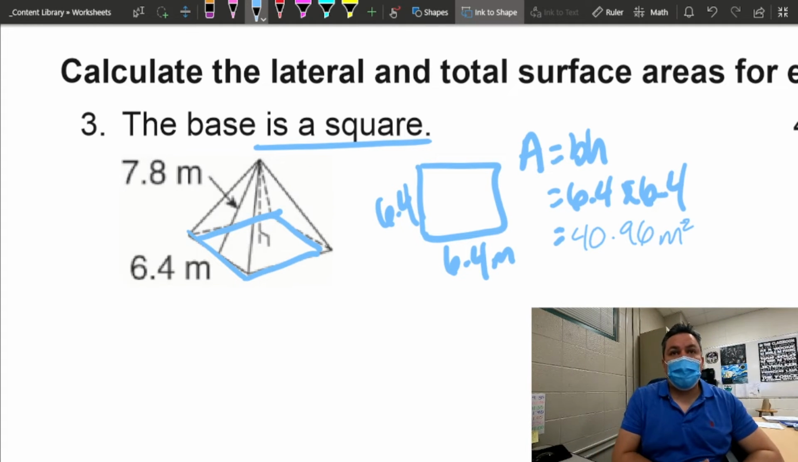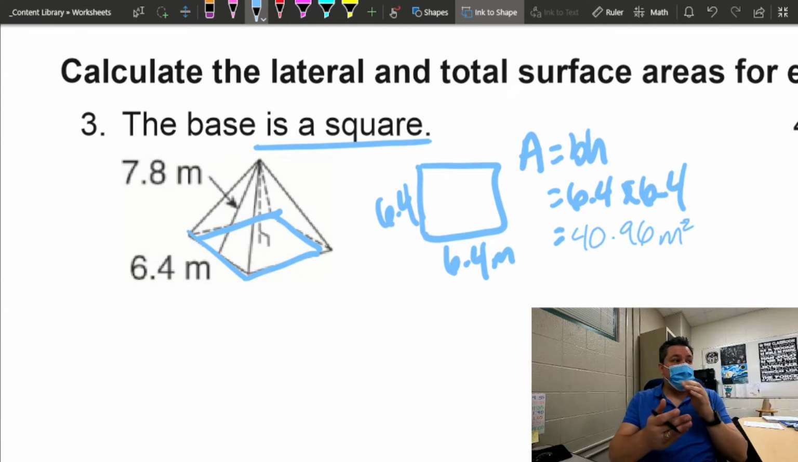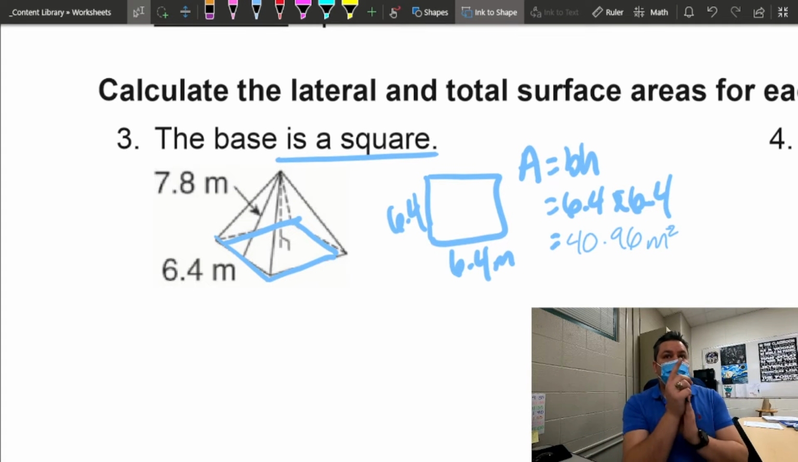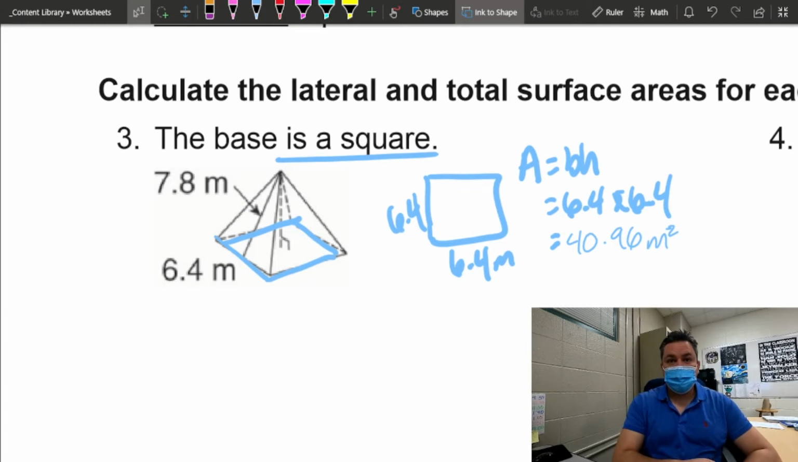You get 40.96 meters squared. So that's the area of just the bottom. Okay? Now, we gotta identify the faces, basically every single side. Now, something to keep in mind. Look at the base. What shape is my base? What shape is this right here?